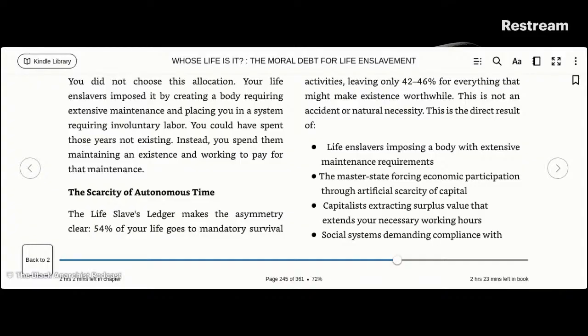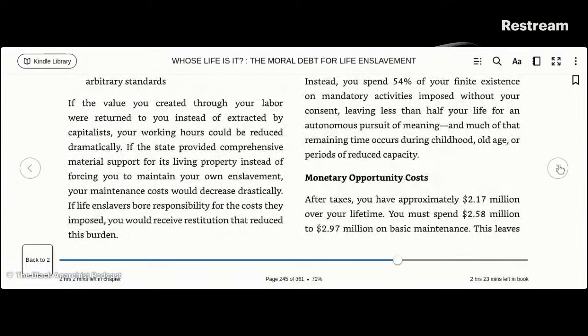The life slave's ledger makes the asymmetry clear. 54% of your life goes to mandatory survival activities, leaving 42 to 46% for everything that might make existence worthwhile. This is not an accident or natural necessity. This is the direct result of life enslavers imposing a body with extensive maintenance requirements, the massive state forcing economic participation through artificial scarcity of capital, capitalists extracting value that extends your necessary working hours, and social systems demanding compliance with arbitrary standards.